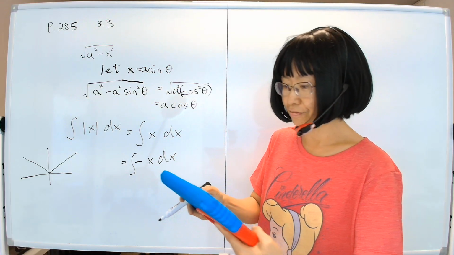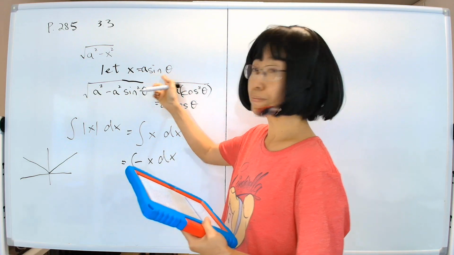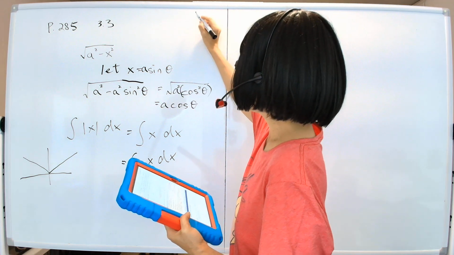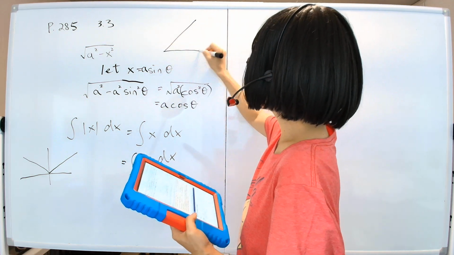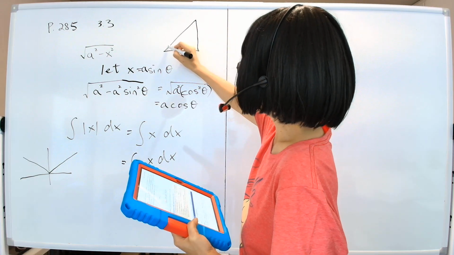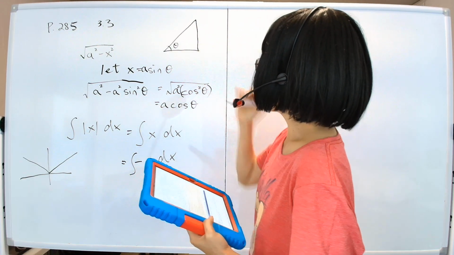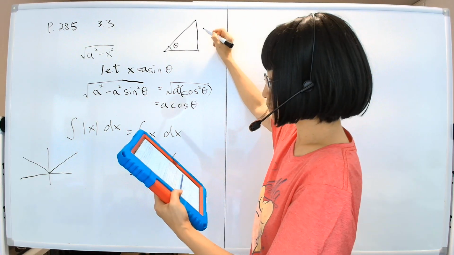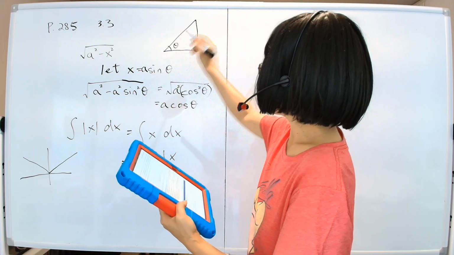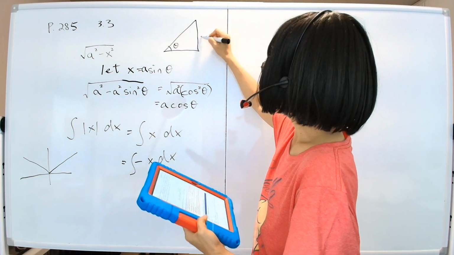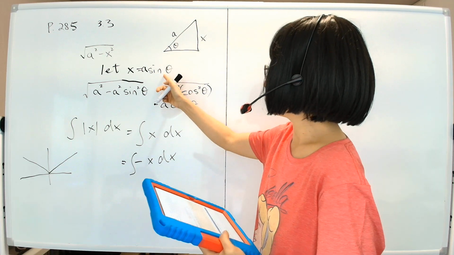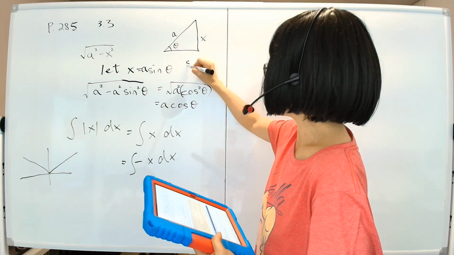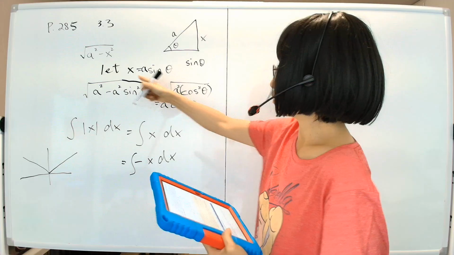The next thing I want to talk about is if you have an angle theta involved, and especially a sine theta, the way to get the angle back is to draw that angle. Here's your theta. What is sine theta? Sine theta would be x over a, as this equation shows.